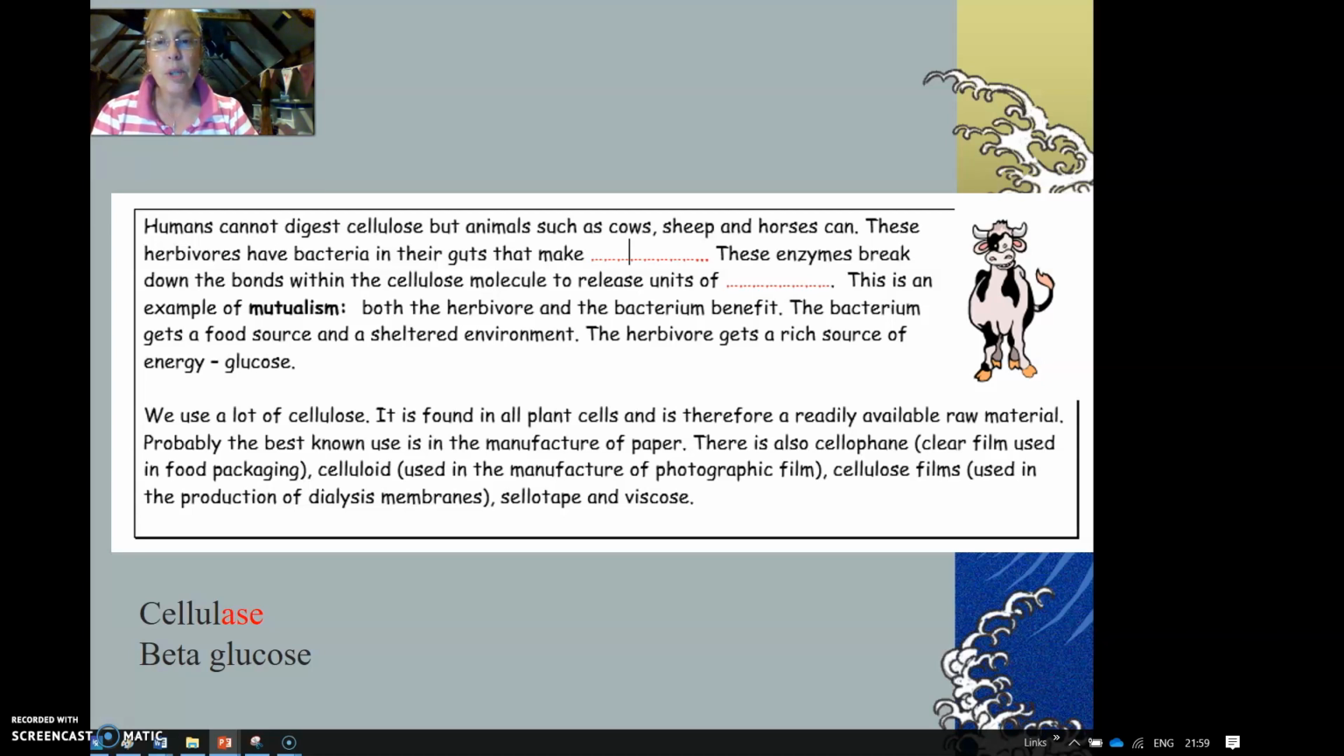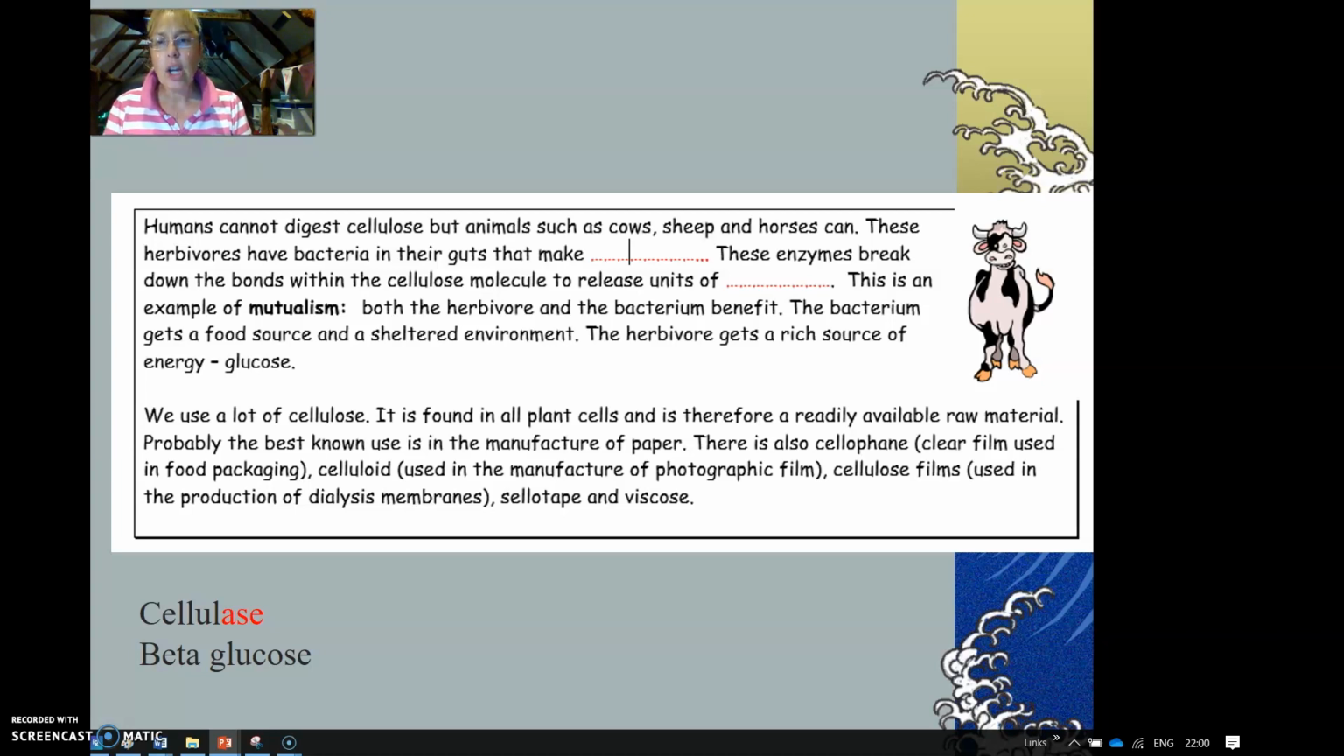This is an example of mutualism. So mutualism is a kind of relationship found between two different creatures. So we got the herbivores on one hand and we got the bacteria, and they're both benefiting. The bacteria is getting a food source and a lovely sheltered environment, while the herbivores are getting a rich source of energy in terms of the glucose.